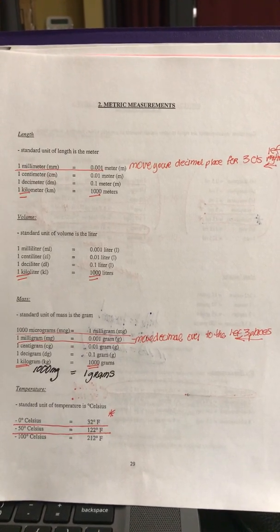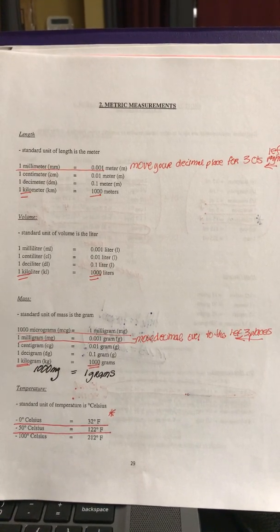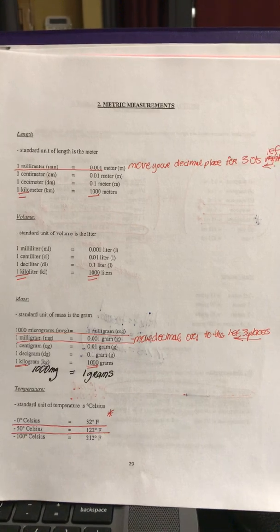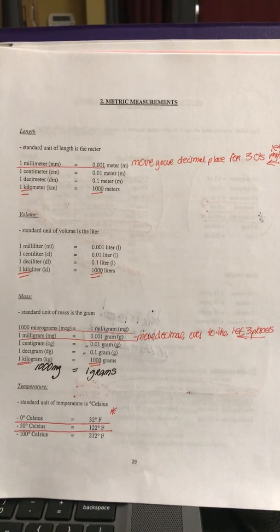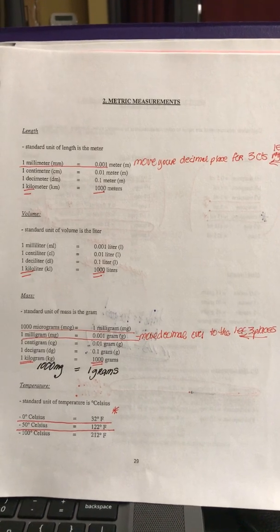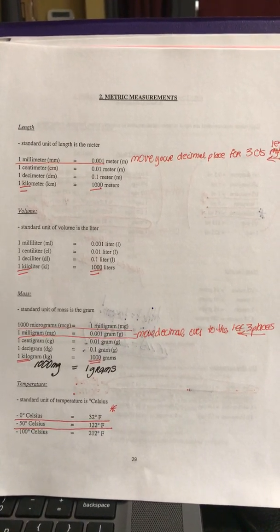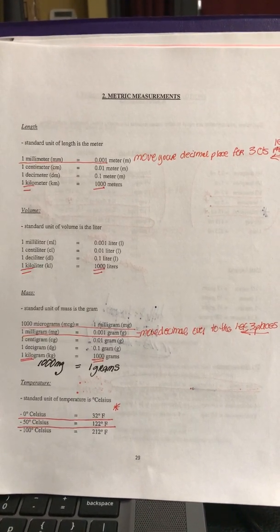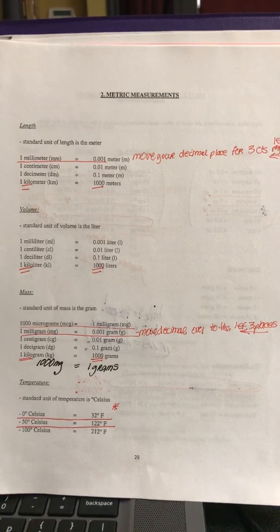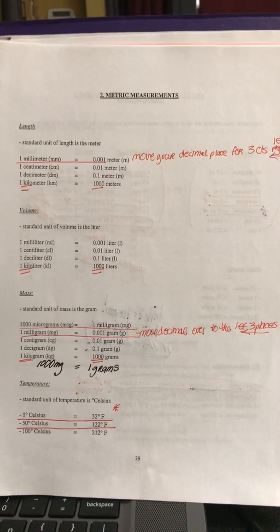Also here, we already know kilo means 1,000. So I got 1 kilogram. That means 1,000 grams, in this case grams. So anytime you see kilogram, it's 1,000 grams. Just know your kilo means 1,000. And it's going to be your biggest measurement that you'll see most of the time. Just remember those.